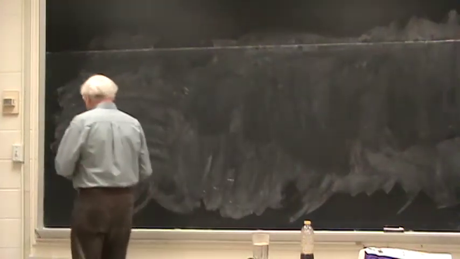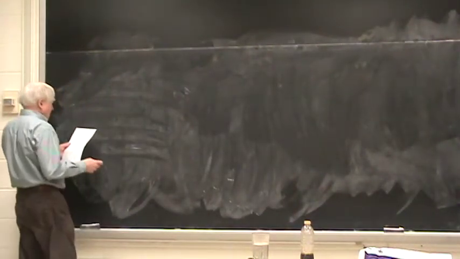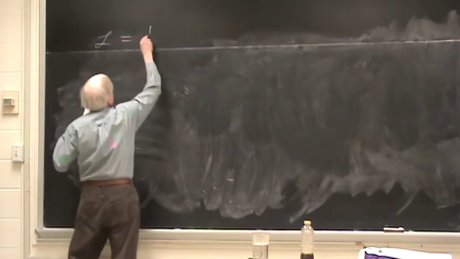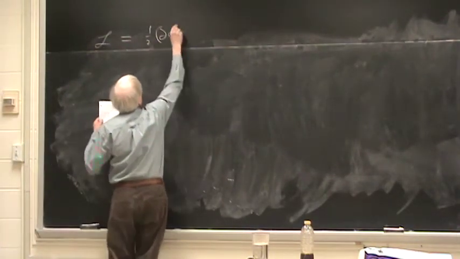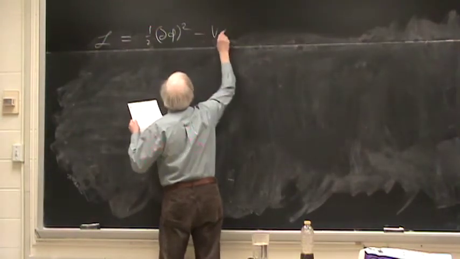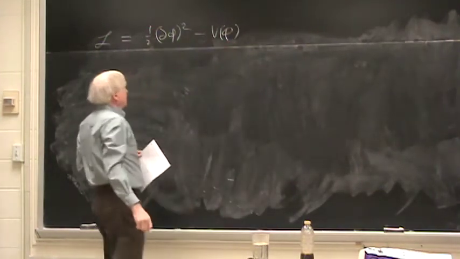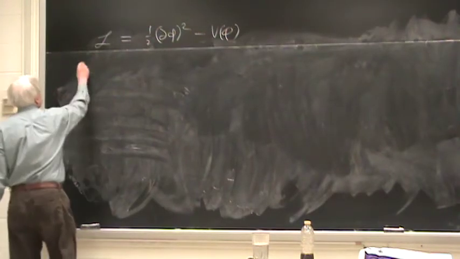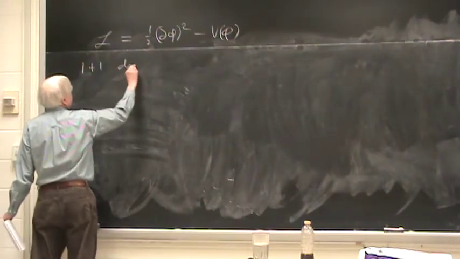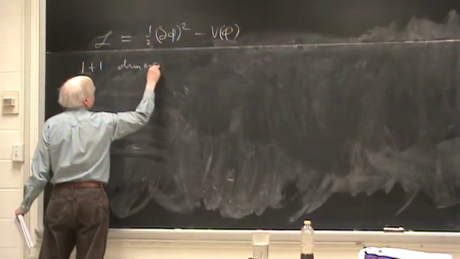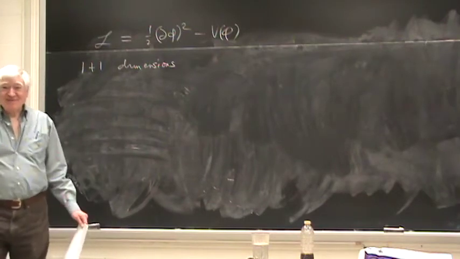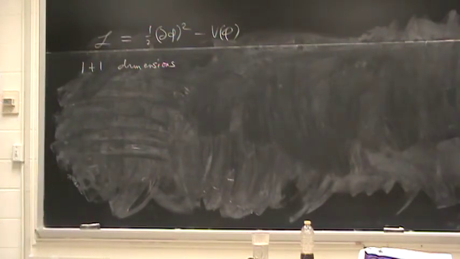All right, so what we've got here is a Lagrangian form, (∂φ)² minus V of φ, and we're thinking here in terms of 1 plus 1 dimensions. This, of course, is a demented way of writing 2, 1 plus 1. But it means one space and one time dimension.